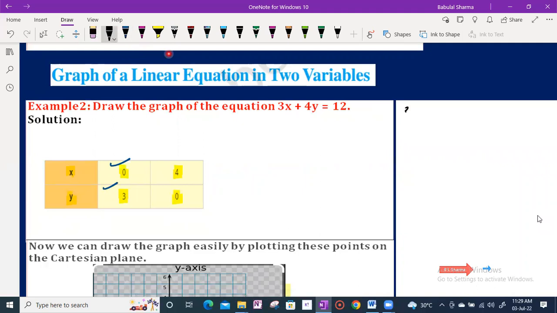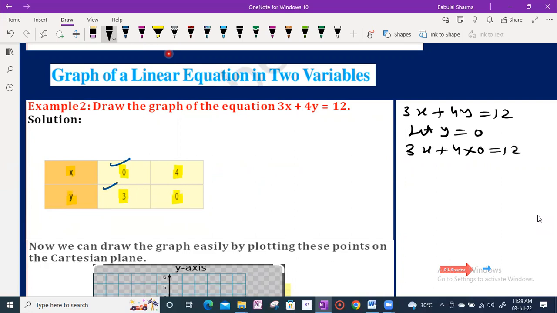The equation is 3x plus 4y is 12. Let y is equal to 0. So 3x plus 4 into 0, that is 12.